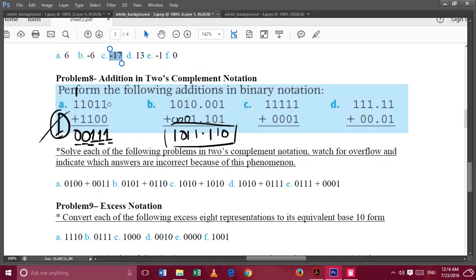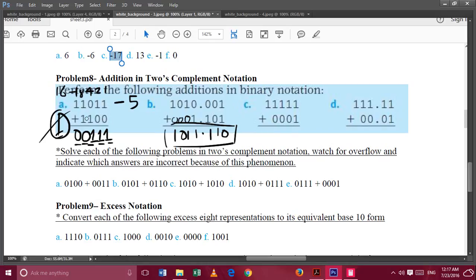Now let's make sure. If we say 1, 2, 4, 8, and minus 16, because there is 1 here, so this number here is minus 16 plus 11, so this is minus 5. Why minus 5? Because this is minus 16 plus 8 plus 2, that would be 10, plus 1, that would be 11, so this is minus 5.